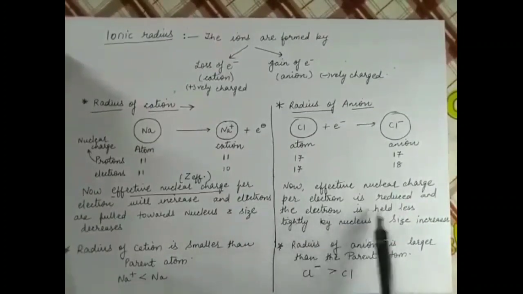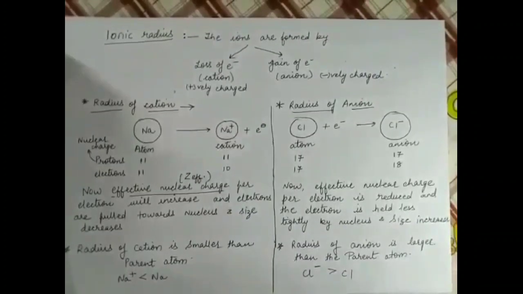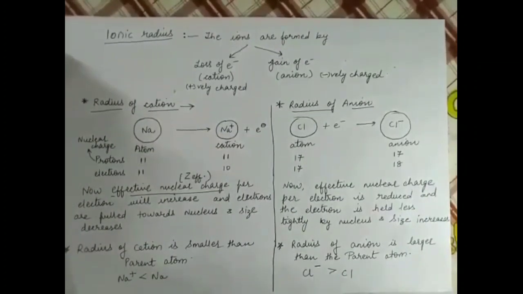The electrons are held less tightly by the nucleus and size increases. So we can say that the radius of an anion is larger than the parent atom. So what we are concluding from this topic is that when an atom loses an electron, the size decreases, and when an atom gains an electron, the size increases.